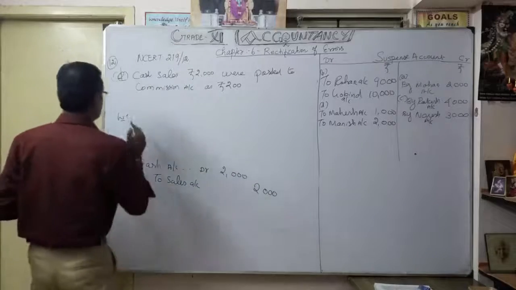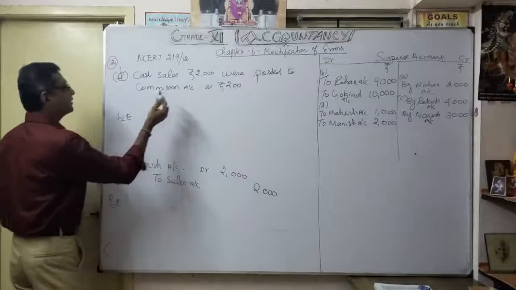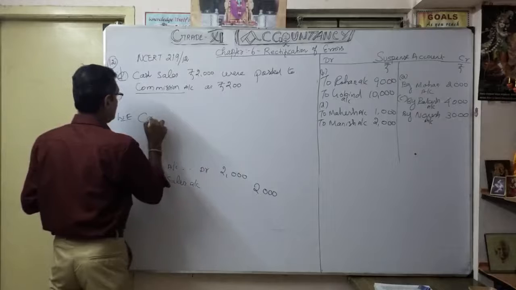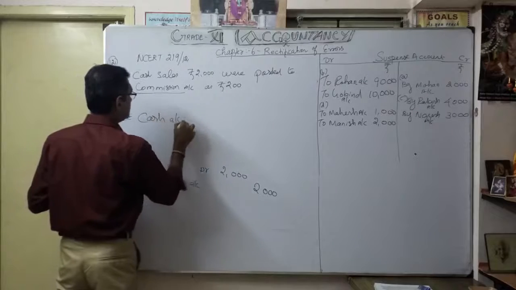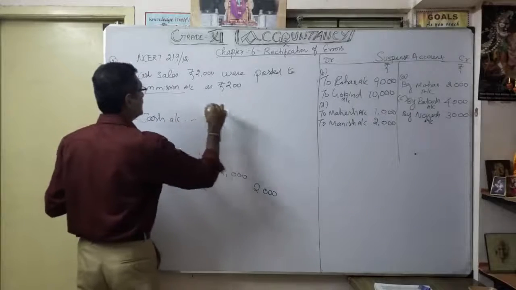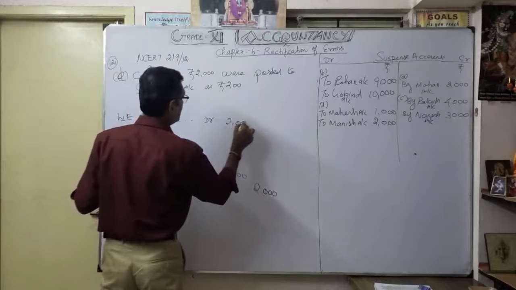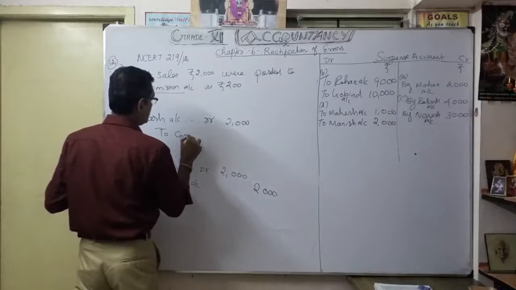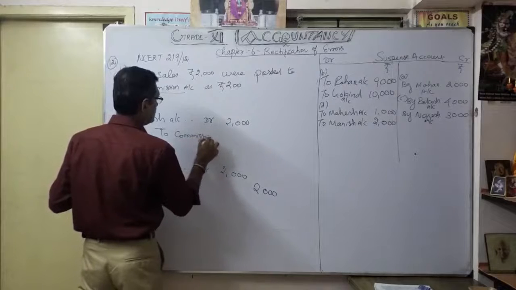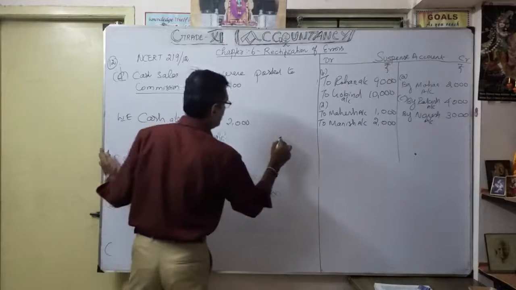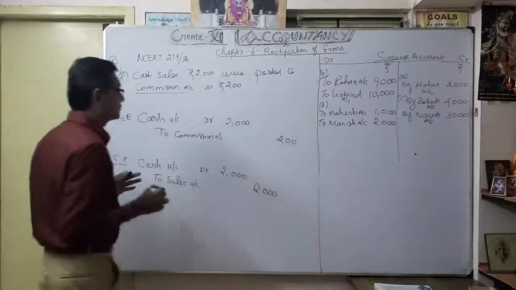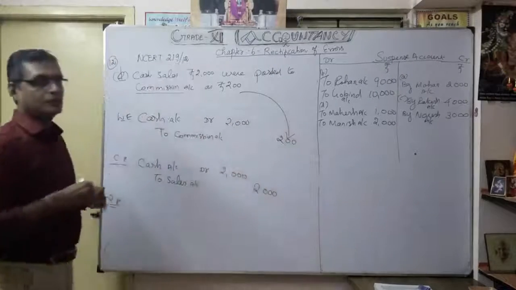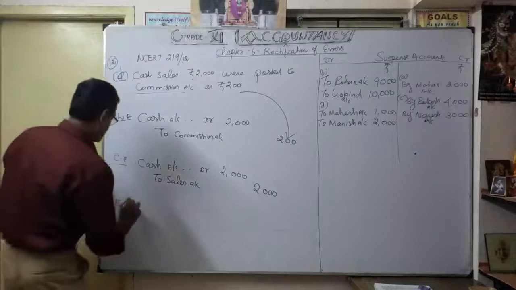Now what's the wrong entry? What happened? They did not consider sales, they considered commission. So what is the entry? Cash account debit, that is correct, 2000. They posted to commission account, credit. How much? Commission account, only 200. Understood? Now understood this, only 200. So what's the rectification entry?